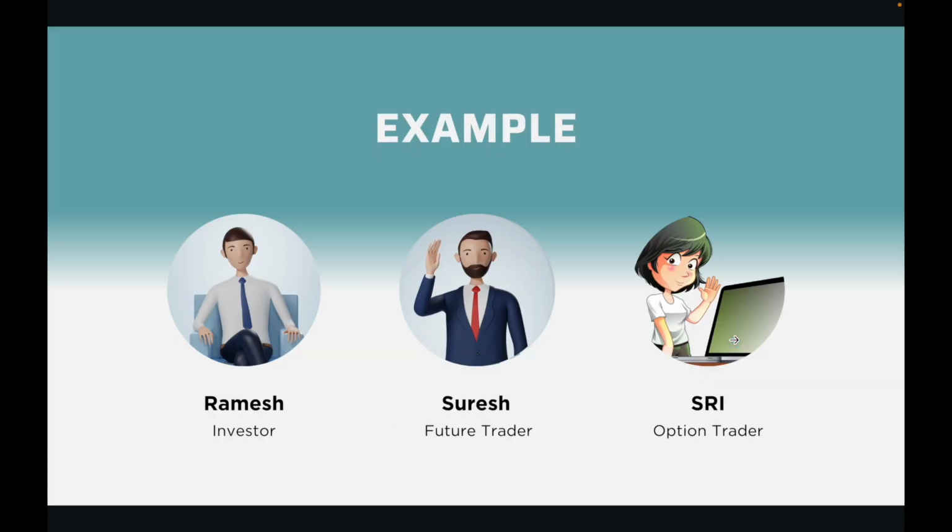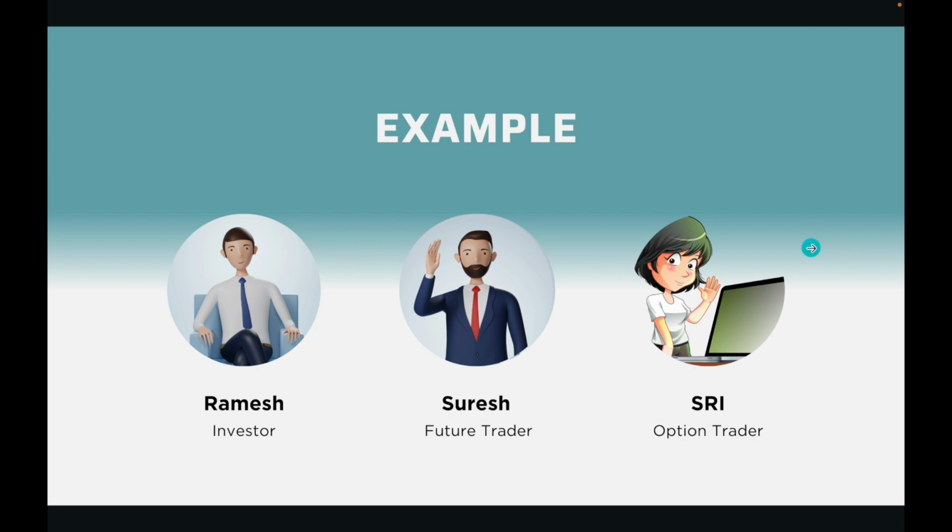So now in our example, as I said in the chat as well, we have Ramesh, Suresh and Sri. Ramesh is an investor, Suresh is a future trader and Sri is an option trader. What option is Sri trading here? Call option, because all three of them are bullish on McDowell's stock.